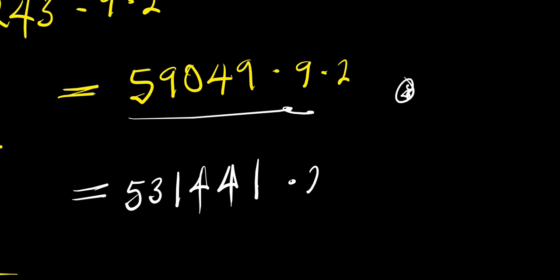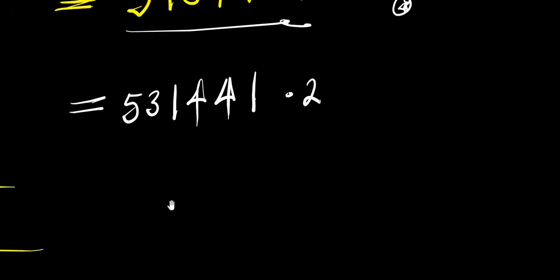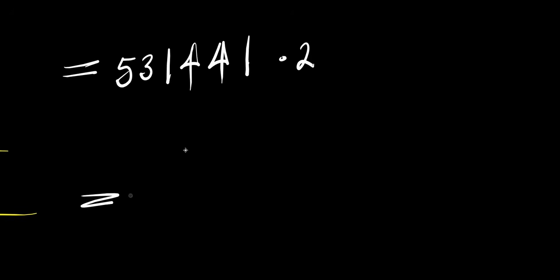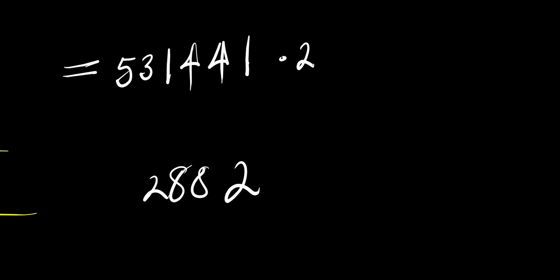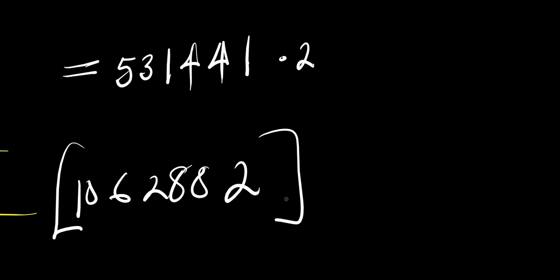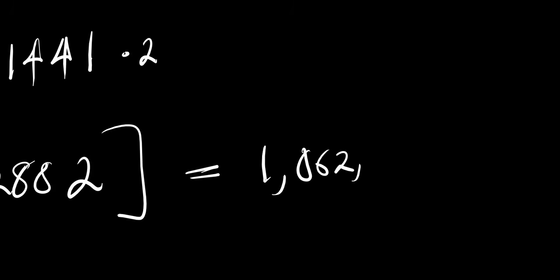And this multiplies to 2. 2 times 1, 2, 2 times 4, 8, 2 times 4 again, 8, 2 times 1, 2, 2 times 3, this gives us 6, 2 times 5, 10. So what we are having is simply 1,062,882.